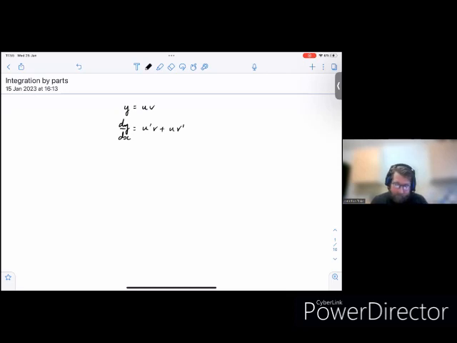Let's make uv dash the subject here, so we get uv dash equals dy by dx minus u dash v. Integrate both sides, we get the integral of u v dash dx equals the integral of dy by dx, which is y, which is uv, minus the integral of u dash v. So this I would memorize.